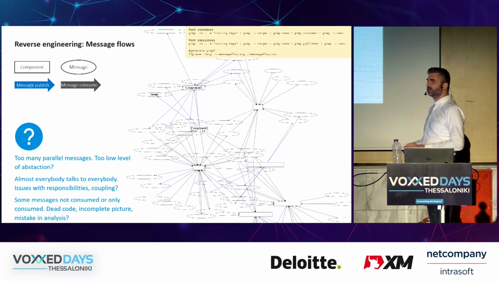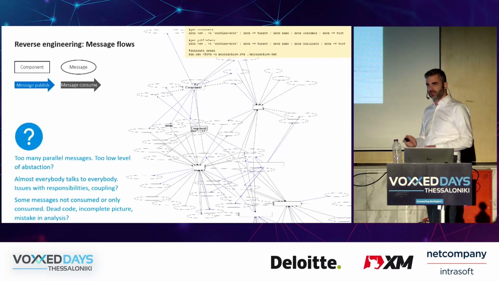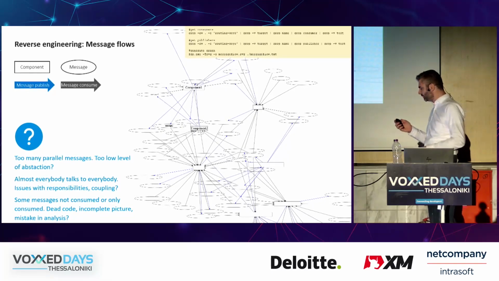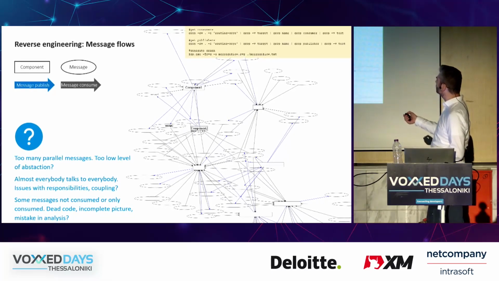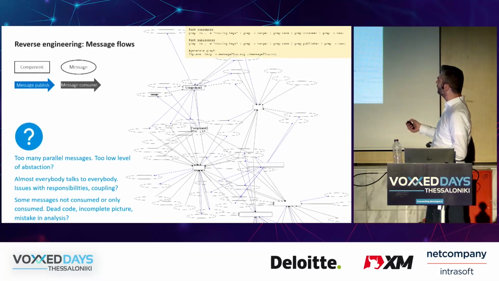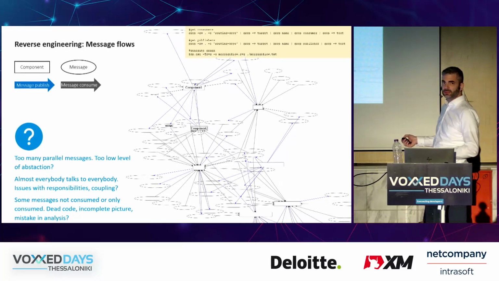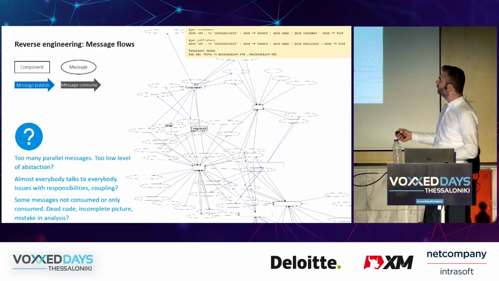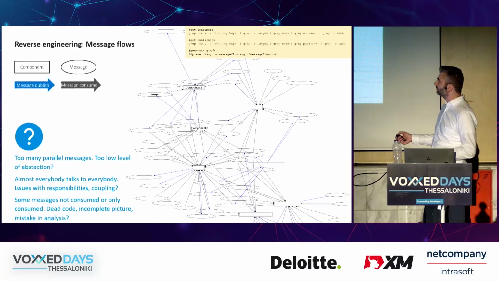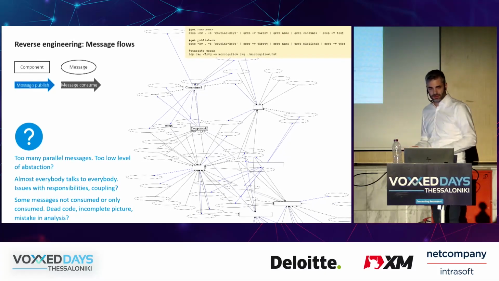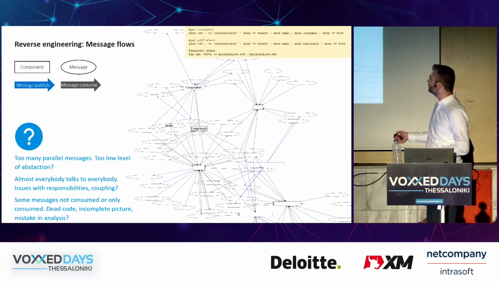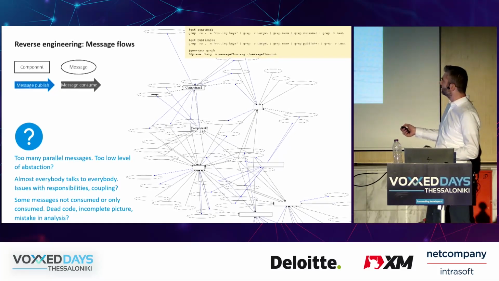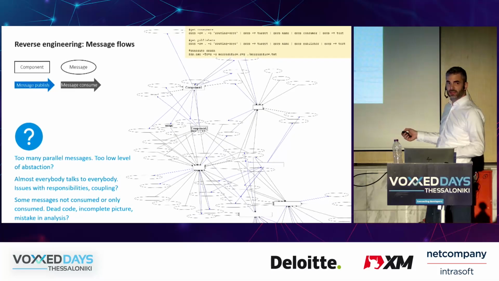Here you see a graph of the messages being consumed and published. This is the actual graph without the labels due to privacy reasons. But what you would see here is that the rectangle is a component. The cylinder or the ellipses is a message. The blue is a creation of a message. The black is a consumption of a message. And here you can see that between components, there are multiple messages being sent and received.